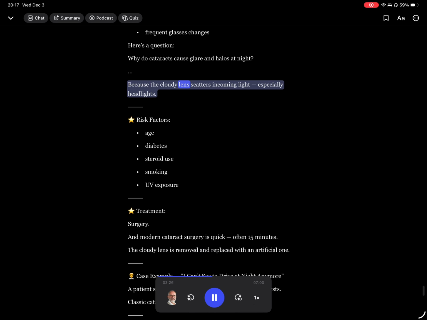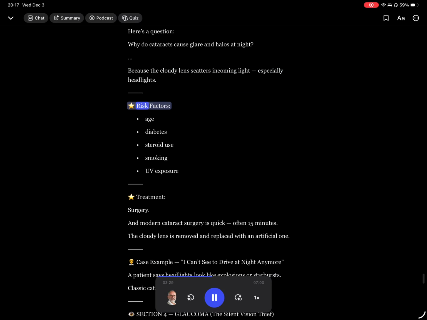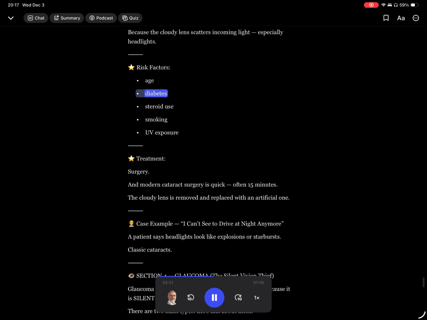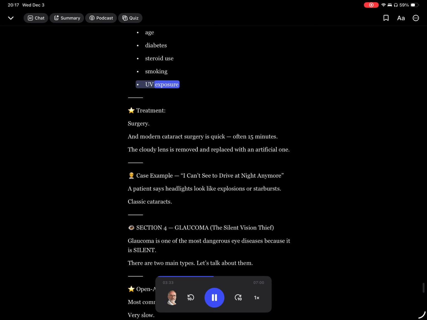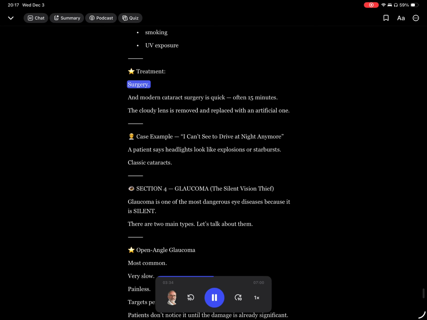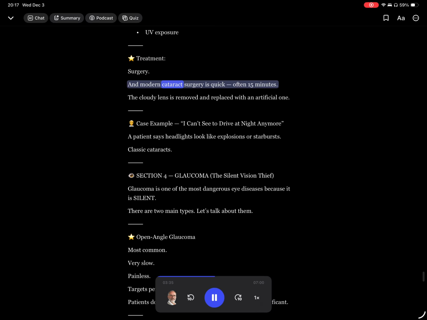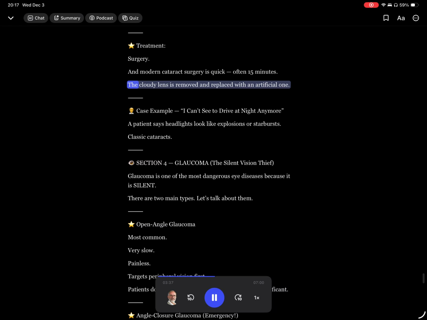Because the cloudy lens scatters incoming light, especially headlights. Risk factors: age, diabetes, steroid use, smoking, UV exposure. Treatment: surgery. And modern cataract surgery is quick, often 15 minutes. The cloudy lens is removed and replaced with an artificial one.